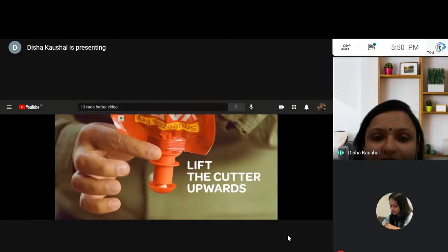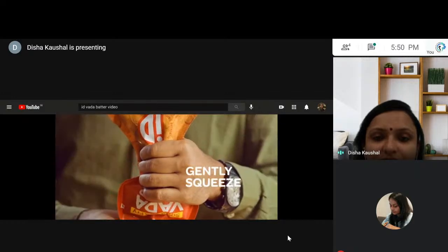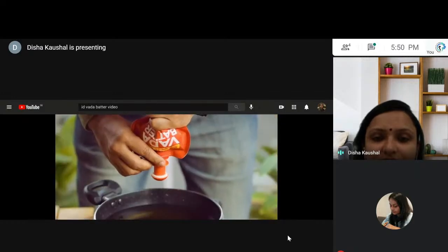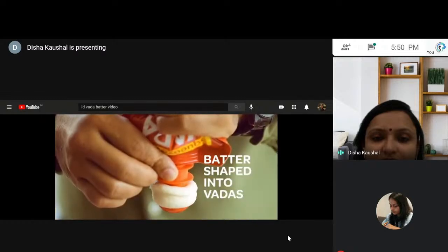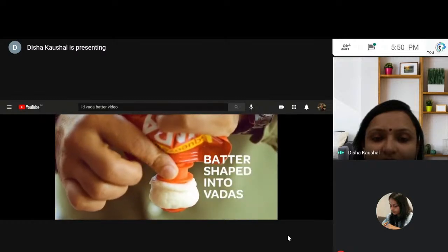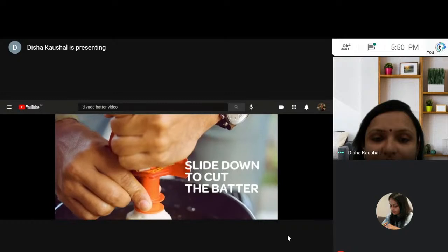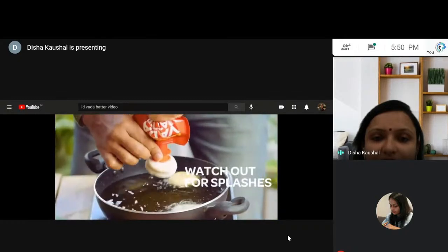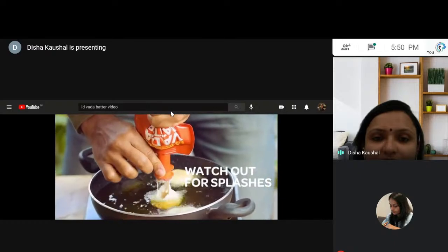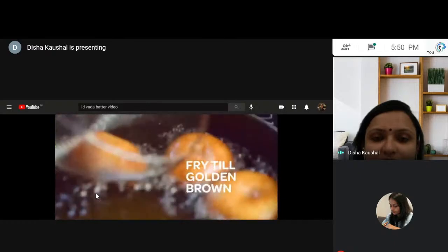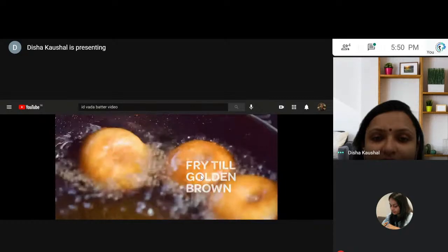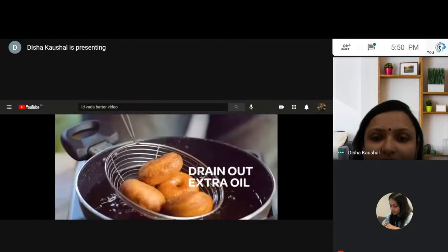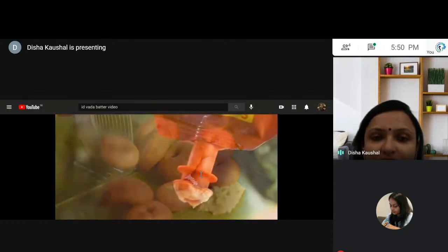Lift the cutter upwards like this. Gently squeeze the back to force batter out of the nozzle. Watch the batter take the shape of a vada. Slide the vada cutter to drop the vada-shaped batter into the oil. Take care. Don't let the batter splash in the hot oil. Fry both sides to golden brown. Drain extra oil out and serve.